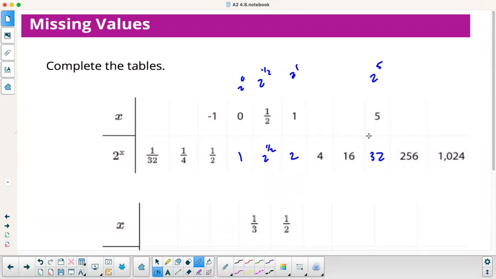Backwards, though, we got to think here. 2 to what power gives me 4? So we got to start thinking, what would I raise 2 to get 4? Well, that's 2. This one here, 2 to what power gives me 16? So it's 2 times 2 times 2 times 2. You need 4 2's there.